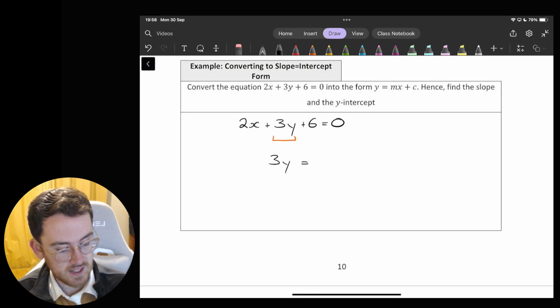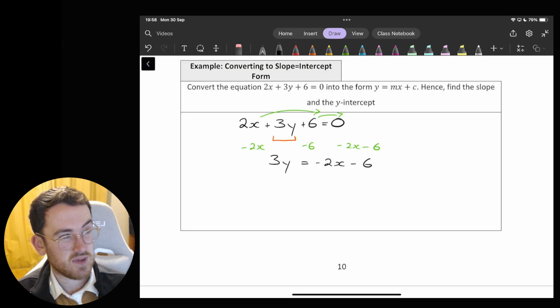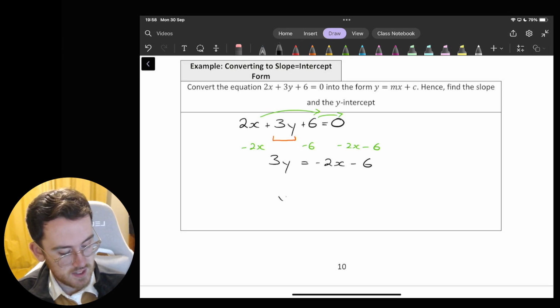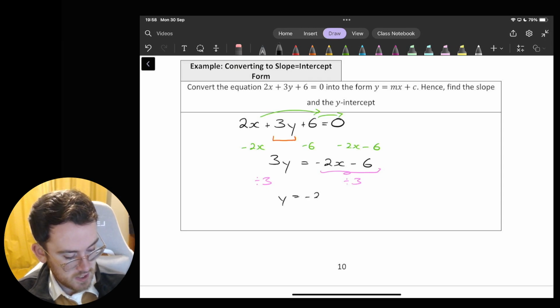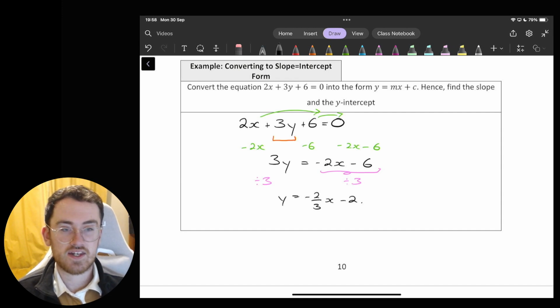Okay, and the way we think about that really depends on you. We're essentially bringing these to the other side, or indeed we could think about that as subtracting 2x and subtracting 6 from both sides. So we get 3y equals minus 2x minus 6, and I can divide by 3 then. Dividing both sides by 3 means I need to divide all of this by 3. So I get minus 2 over 3 x and minus 2 on the end here.